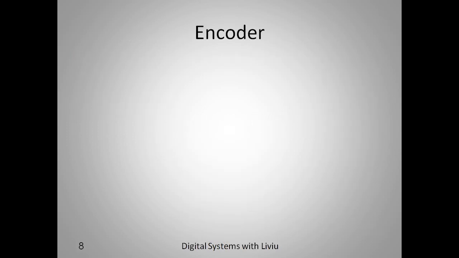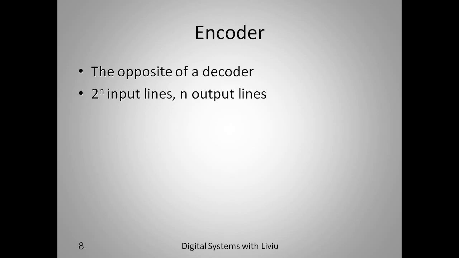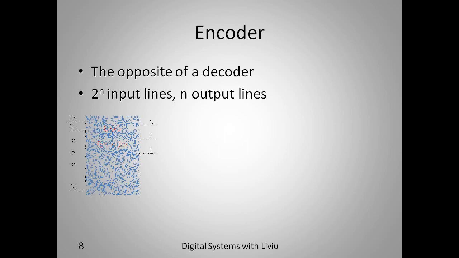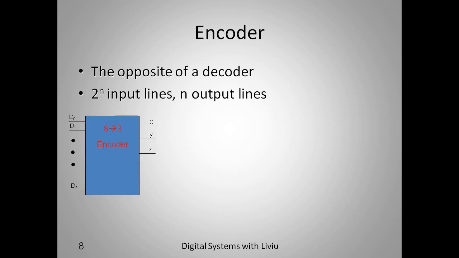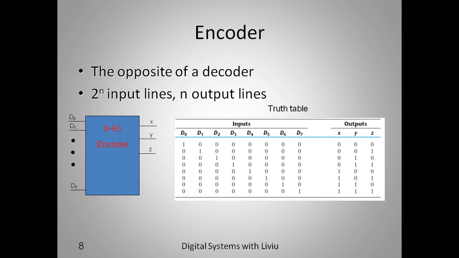Encoder. An encoder is the opposite of a decoder. For 2 to the power of n input lines, we have n output lines. For an 8 to 3 encoder, we have 8 input lines, D0 to D7, and 3 output lines. The truth table demonstrates the behavior of this element. If we assert the D3 in the input line, we get in the output the index of D3, which is 3. Binary 3 is 0, 1, 1.